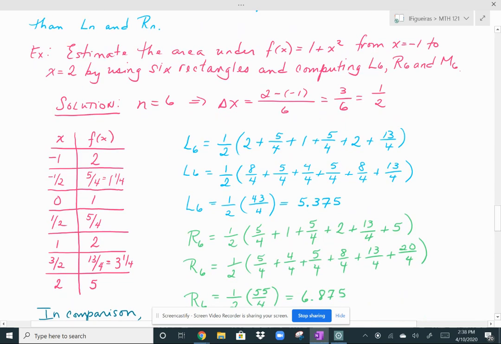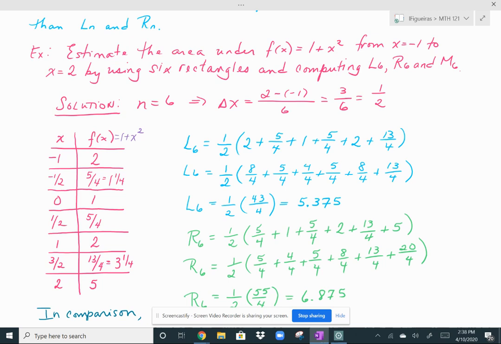So all that work is here. I start with -1 and I keep adding half a unit all throughout the values of x until I get to the end, which is 2. Then I plug it into f of x, which is 1 plus x squared. So when you do that work, you get the values on the right side, which is 2, 5/4, 1, 5/4, 2, 13/4, and 5.